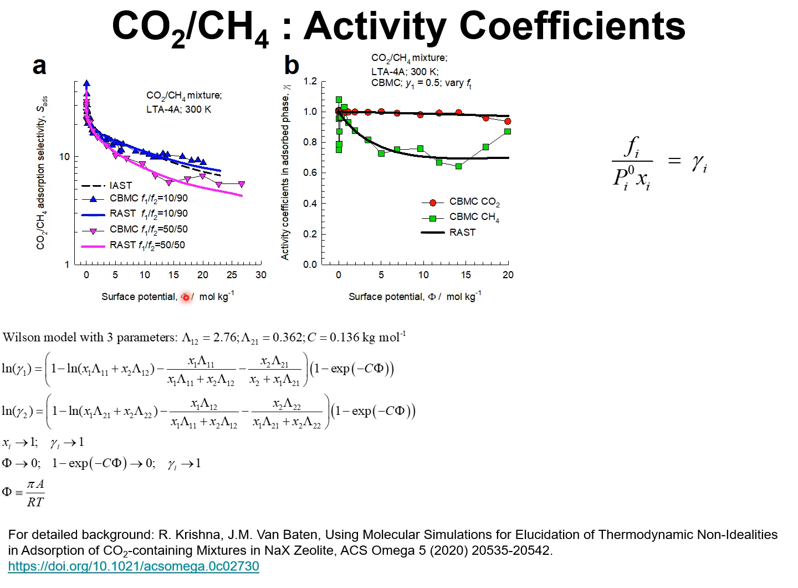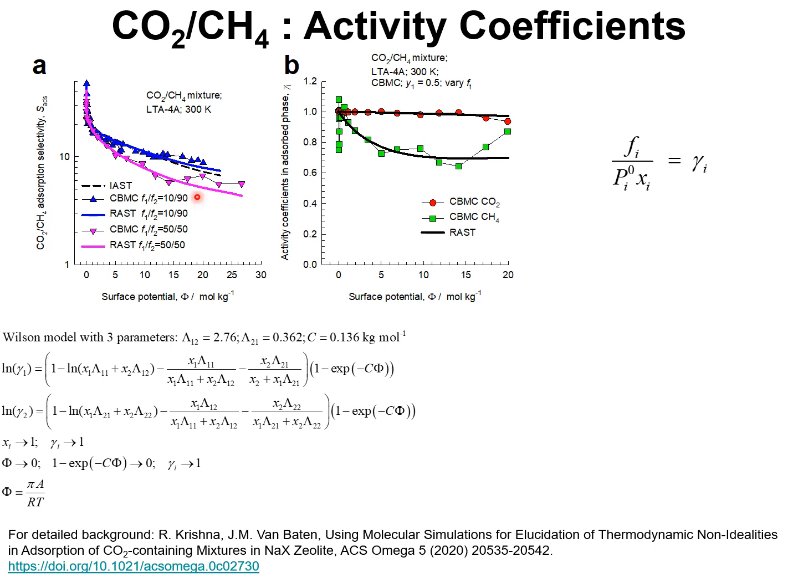The two sets of data show different selectivities, and the dashed lines are the IAST calculations for the CO2 methane adsorption selectivity. The IAST anticipates that the adsorption selectivity for binary mixtures is uniquely dependent on the surface potential. And the CBMC simulations show that this is not the case for CO2 methane adsorption, because for the 50-50 mixture, the adsorption selectivity is significantly lower than the adsorption selectivity for 10-90 mixtures.